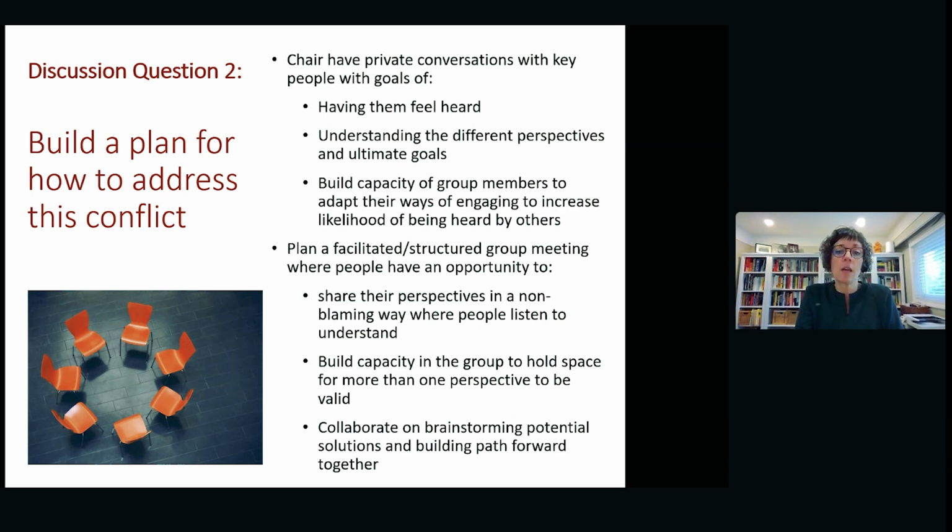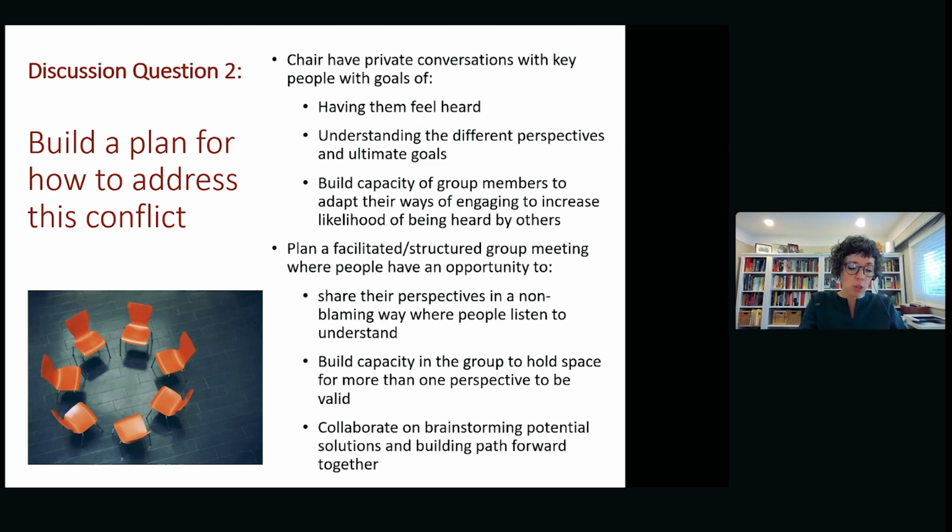Then the second thing I would suggest would be that the group plan a facilitated or structured meeting where people have the opportunity to first share their perspectives in a non-blaming way and also be listened to. So this has to be set up with some intention. Sometimes people think, oh okay, we're gonna have to have a meeting about this, and then it's just a free-for-all at the meeting, and the meeting turns into a fight. Some people say a lot, some people say nothing. People come away feeling quite dissatisfied. So keep in mind that conflict resolution needs a structure.